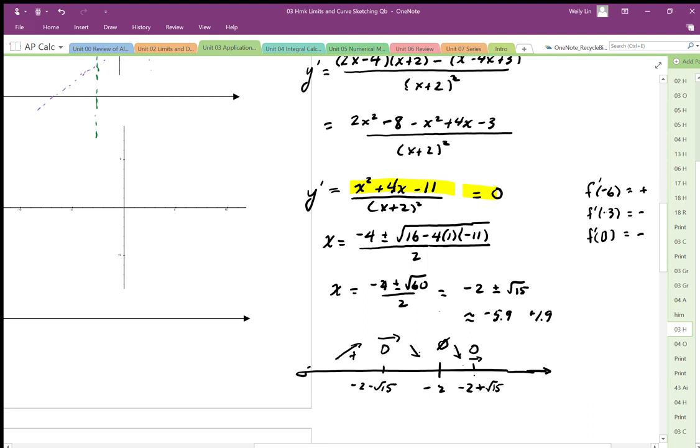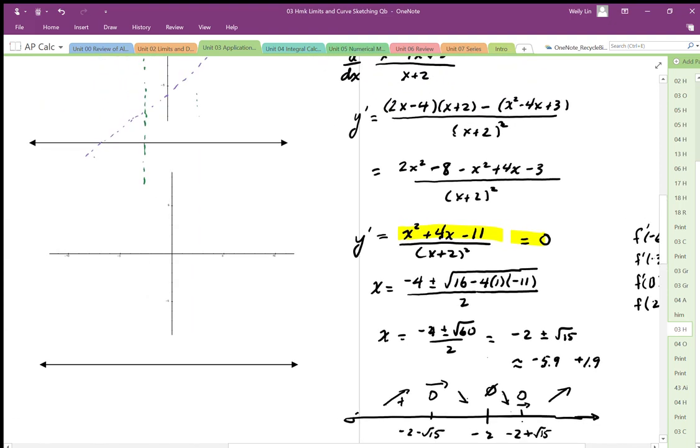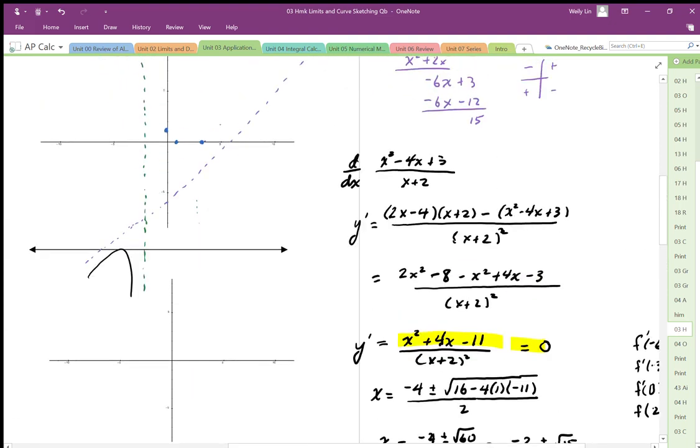And choosing some number to the right of 1.2, 1.9, and again, that's positive. So I'm going to plug in 2, and I end up with a positive slope. So it's going to look something like this. Okay, so I have this portion here and this portion in here like that. Okay, so I'm just going to sketch those in.